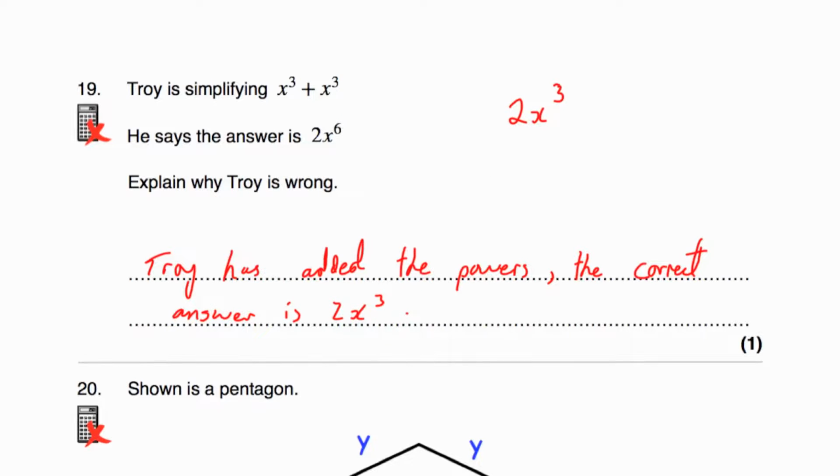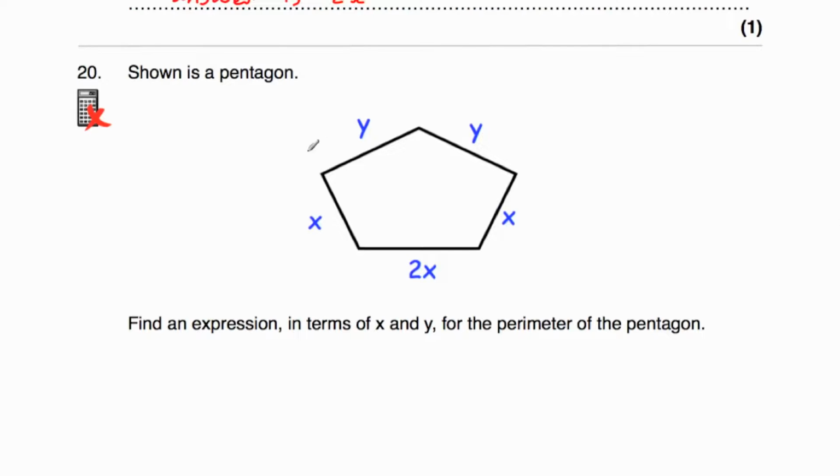Okay, let's have a look at question number 20. So question number 20 says, shown is a pentagon. So a pentagon is a 5-sided shape. So 1, 2, 3, 4, 5. Yep, it's a pentagon. And we've got some sides labelled. So we've got y and y, x and x, and 2x at the bottom. And we've been asked to find an expression in terms of x and y for the perimeter of the pentagon.